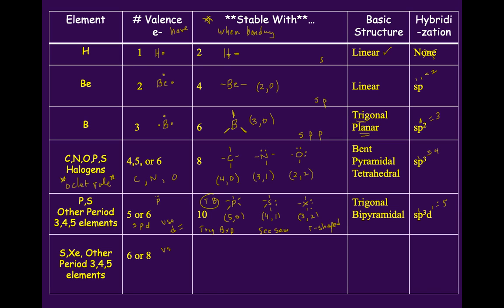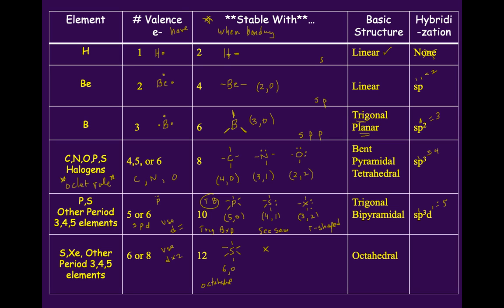Now we can use d times 2. You can use 2 boxes from the d to get 6 total boxes. All right. So again, you can have 12 valence electrons. So for example, sulfur can have 1, 2, 3, 4, 5, or 6 bonds, for a 6, 0, which would be called octahedral.